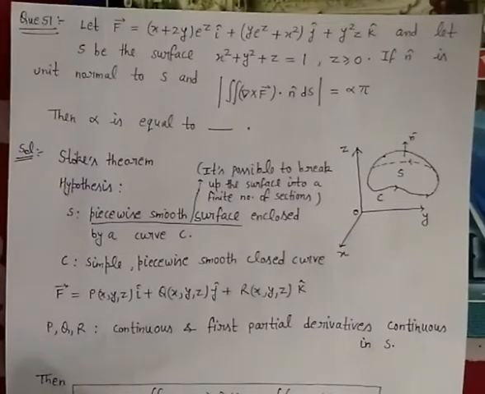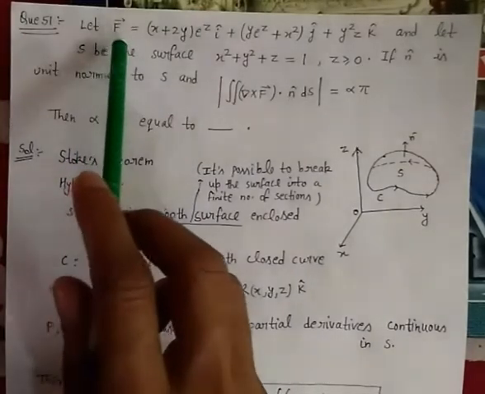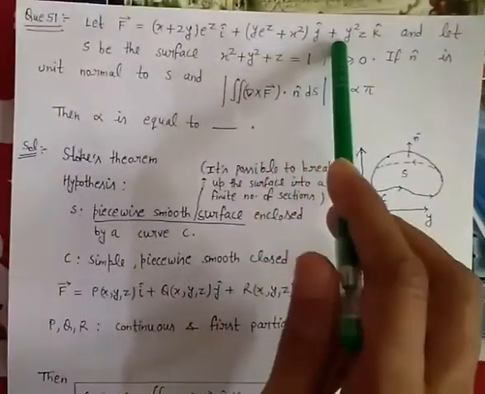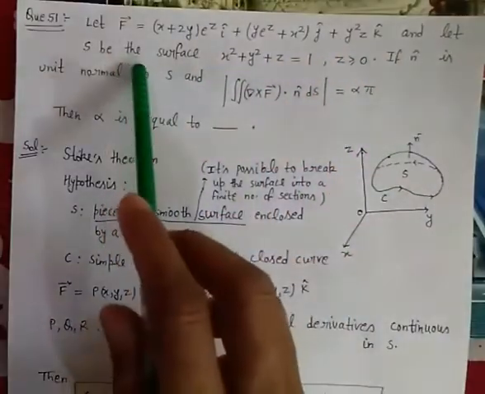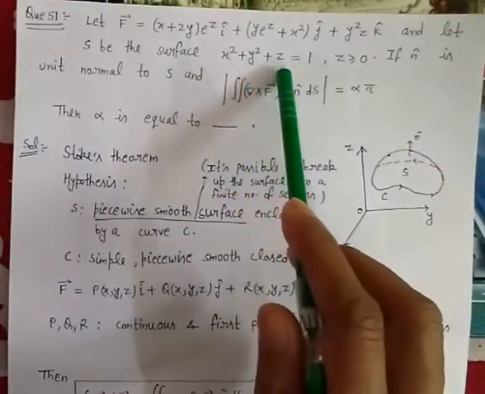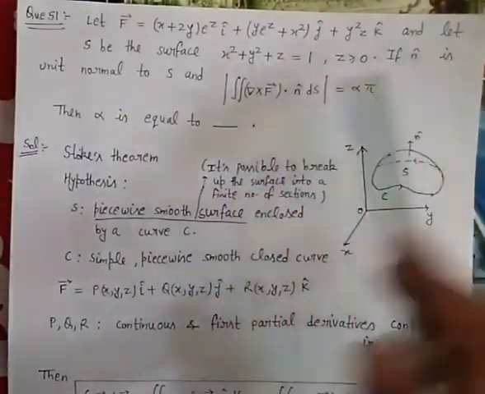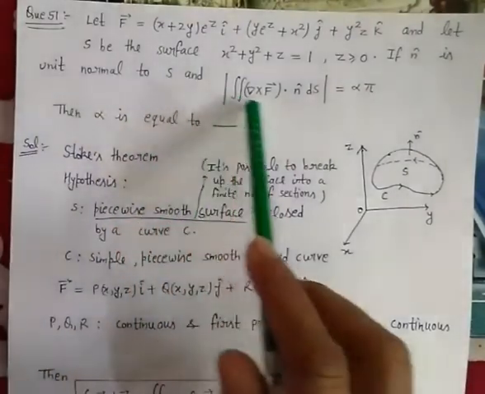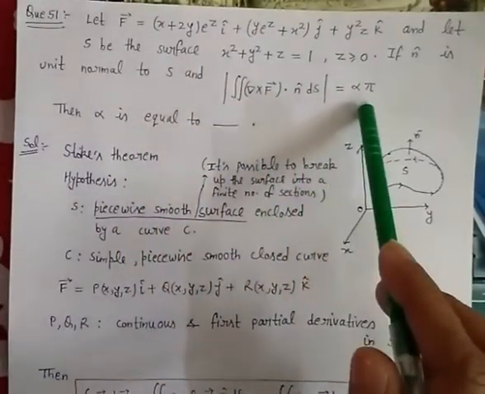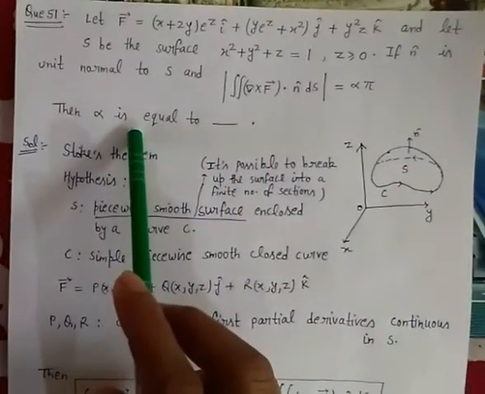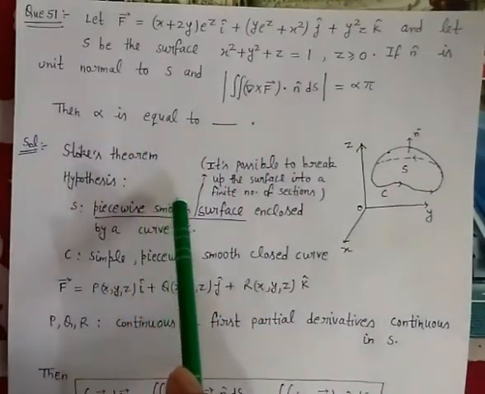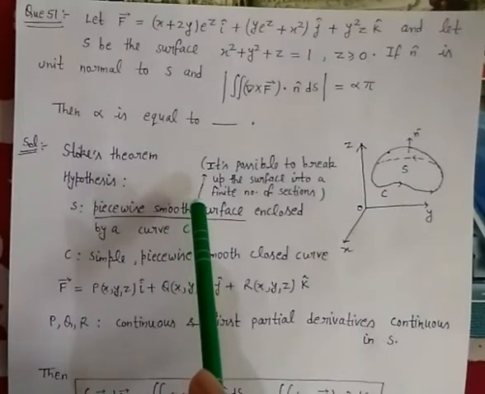Hello friends, today we are going to solve a question from GATE 2020. The question is from vector calculus and is on Stokes theorem. A vector is given, and S is the given surface. If n cap is the normal to S and this is the given condition, then we have to find the value of alpha. We are going to use Stokes theorem to solve this question.